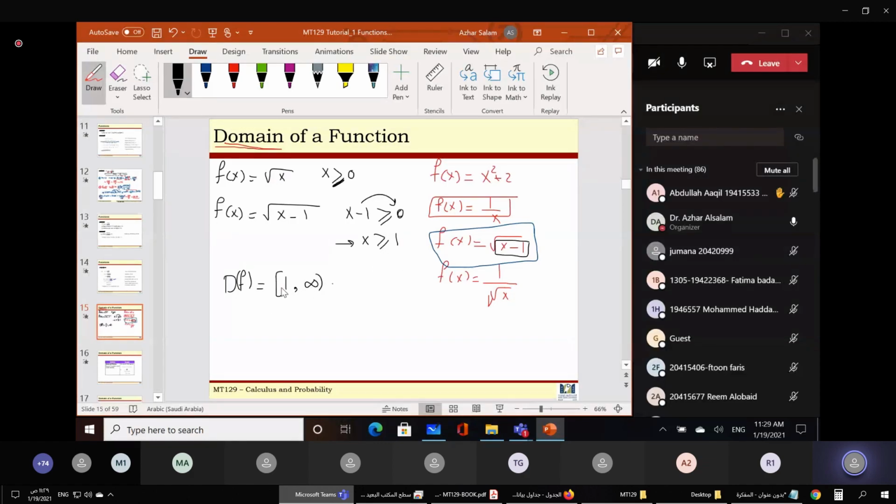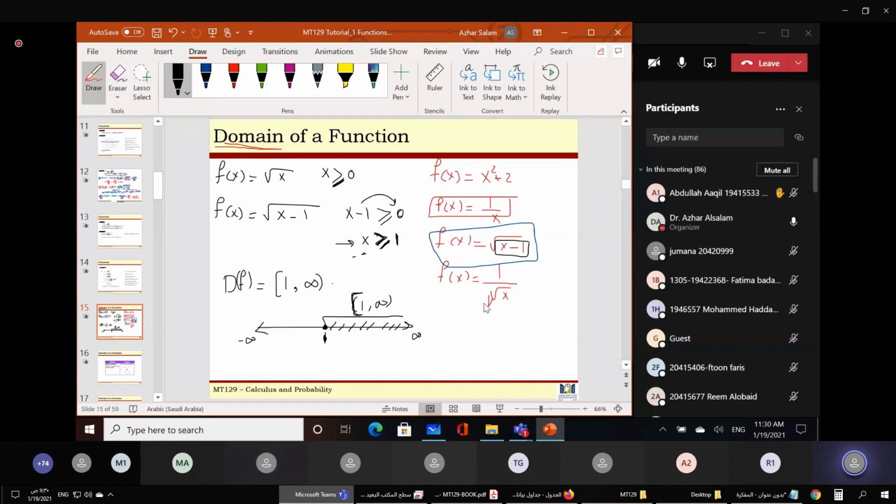How can you write the interval? You present x greater than or equal to 1 on the number line. Since I have the equality, I write a solid circle with 1. Here is infinity, and here minus infinity. الأعداد اللي أكبر من الواحد تكون من جهة اليمين, from the right. So this is x greater than 1. The interval will be from 1 to infinity, closed. This is the domain of f.